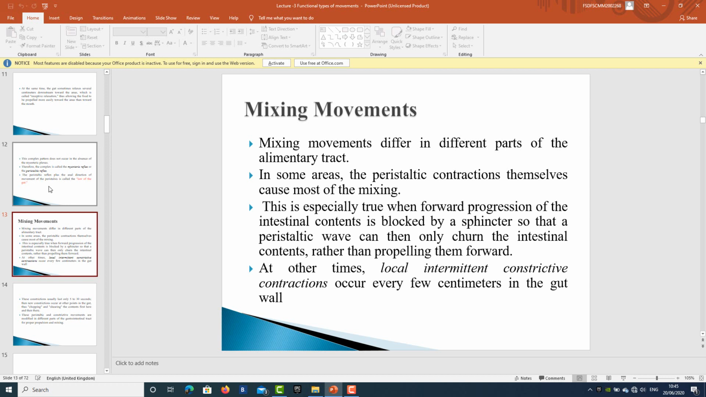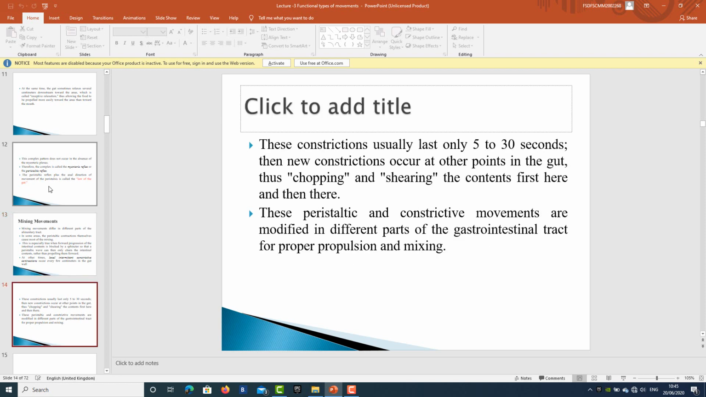At other times, local intermittent constrictive contractions occur every few centimeters in the gut wall. These constrictions usually last only 5 to 30 seconds. Then new constrictions occur at other points in the gut, thus chopping and shearing the contents first here and then there. These peristaltic and constrictive movements are modified in different parts of the gastrointestinal tract for proper propulsion and mixing.